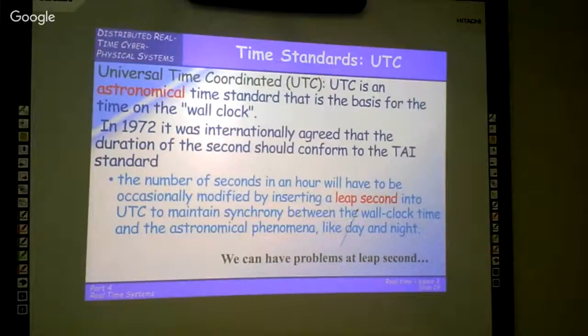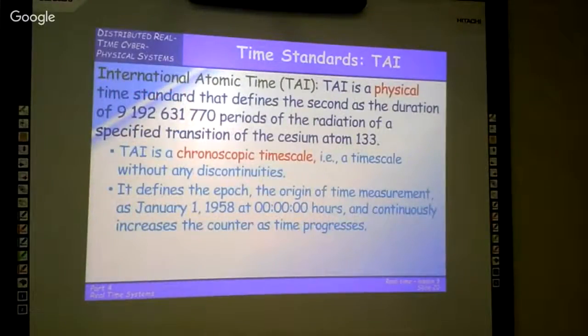So we have big problems with the leap second, and so the decision was to move to the TAI, International Atomic Time, Temps Atomique International. Actually, the acronym is from French. And this standard is a physical standard, no more an astronomical one. And the second is defined as the duration of a huge number, that you can read over there, of periods of the radiation of a specified transition of the cesium 133 atom. Okay, I've taken this, boom, that's the second.